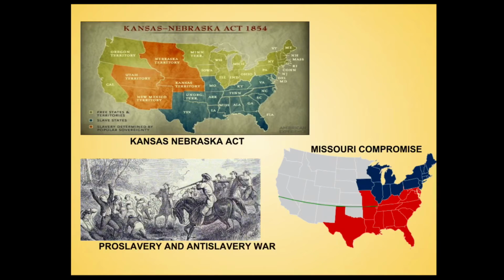Popular sovereignty means that the people get to choose whether they want a state to be a free state or a slave state. Settlers from free states and slave states moved to Kansas because they wanted Kansas to become either a free state or a slave state, which caused collision between both settlers. The Kansas-Nebraska Act later created war between anti-slavery and pro-slavery settlers, which caused Bloody Kansas.